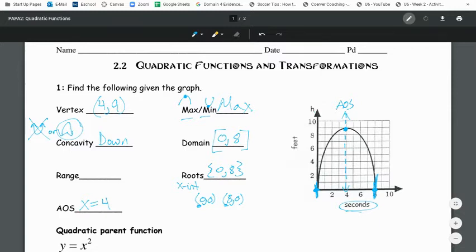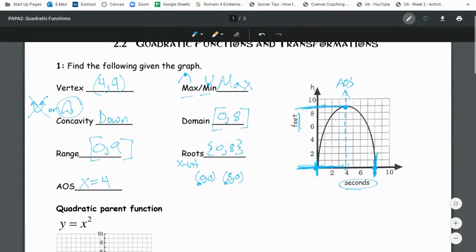And then the range, so we're talking about the feet now. How low can it go? So we can go this low to how high to right there. So that's 0 to 9. And again, using brackets. All right, so that's all the important parts of a quadratic.